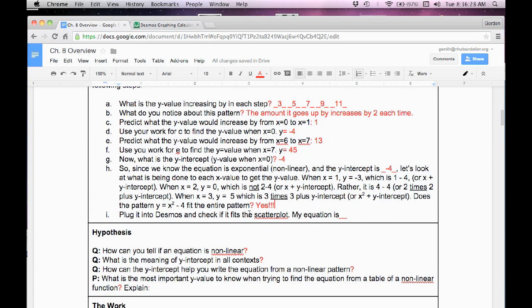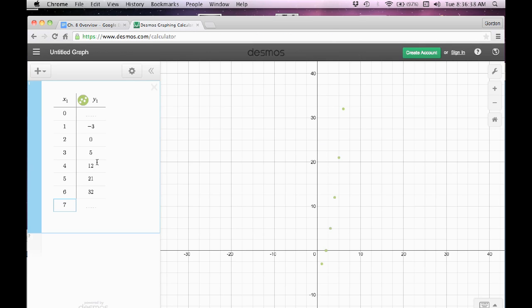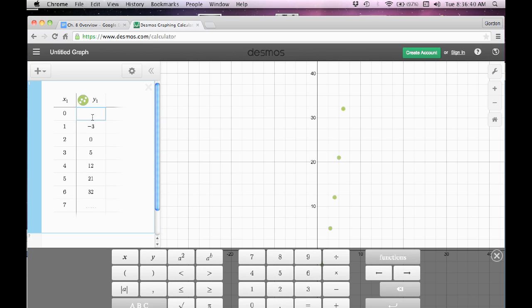Okay, so we're going to plug it into Desmos and see if it fits the scatter plot. We said we're going to do this, and we'll see if it fits. We're also going to say we figured out that this would be -4. I'm sorry, -4. And we said that this would be 45. So now we're going to put this right here and see if it fits our entire thing.